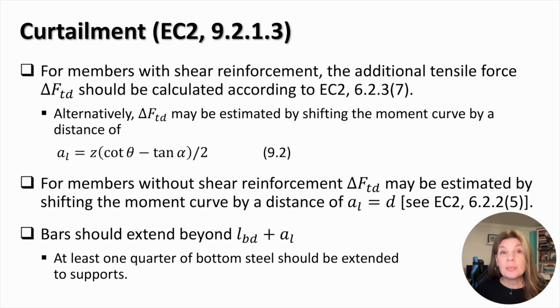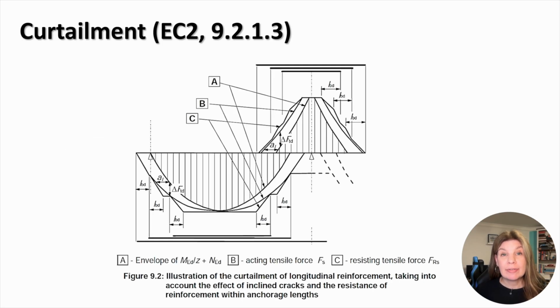Longitudinal bars should extend beyond LBD plus AL. In addition, at least 1/4 of the bottom steel should be extended to supports. To understand the effect of the additional tensile force and curtailment requirements for reinforcement, we consider a diagram showing the envelope of the tension force in the longitudinal reinforcement.